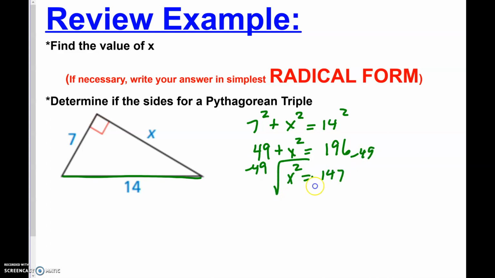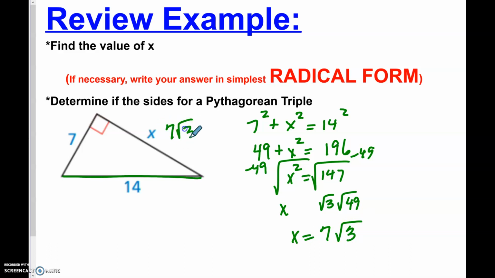Now we're going to take the square root of both sides, and let's see if there are any perfect squares in 147. 147 divided by 3 gives 49, so we get the square root of 3 times the square root of 49, and the square root of 49 is 7. So we have 7 root 3. So x is 7 root 3. Is this a Pythagorean triple? No, because 7 root 3 is not a nice whole number.